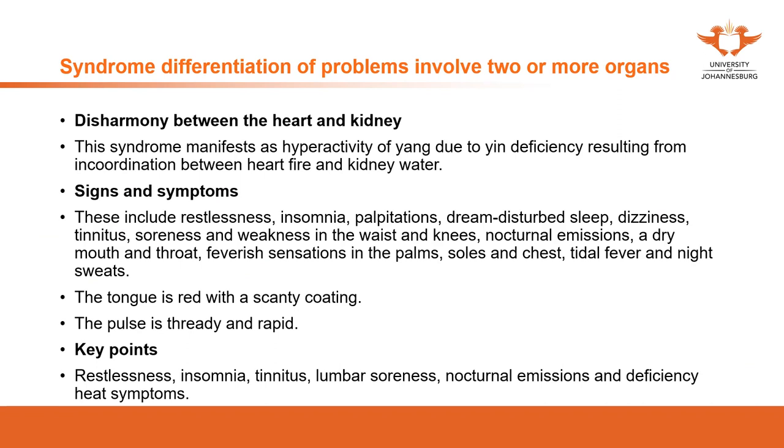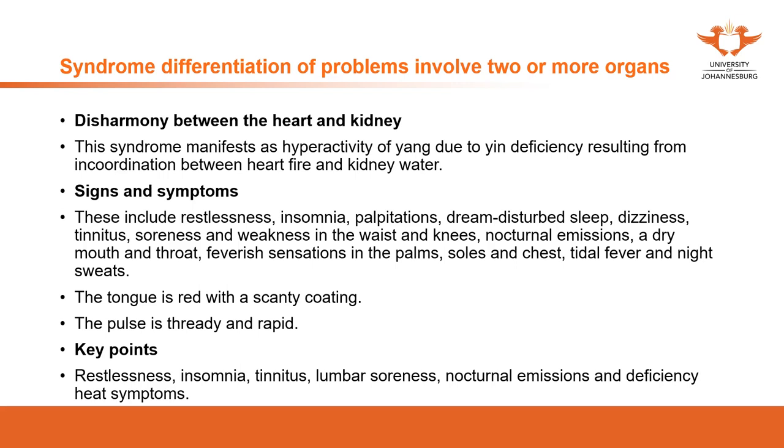The first one we're going to talk about is the disharmony between the heart and the kidney. This syndrome presents with a heart problem and a kidney problem. Why will the heart and the kidney be affected at the same time? That's the relationship between the heart and the kidney, which we introduced in the five elements: the fire and the water. In order to control the heart fire, the water from the kidney needs to go upwards to control the heart fire. The heart fire needs to go downwards to warm the kidney water. So that's the relationship when we study the five elements.